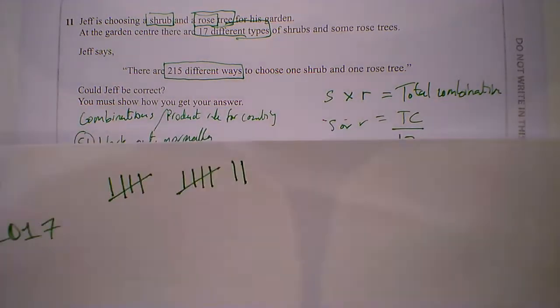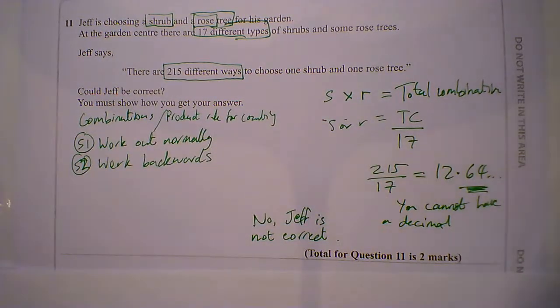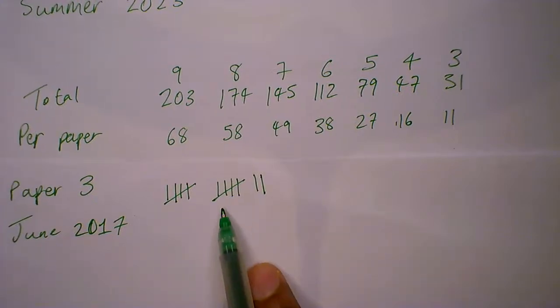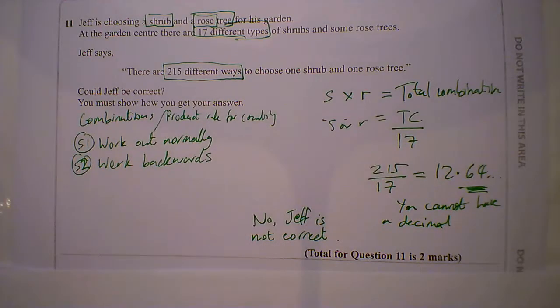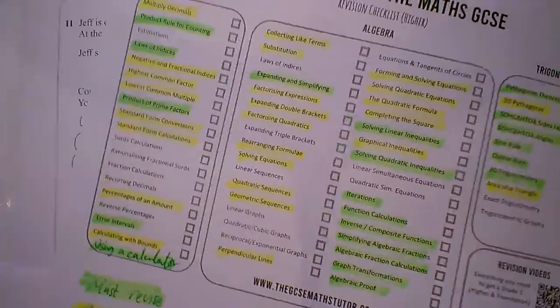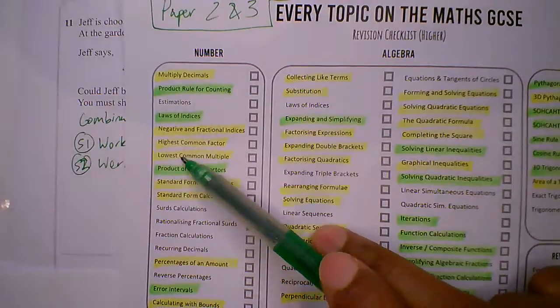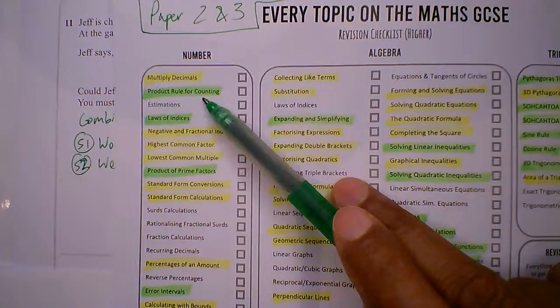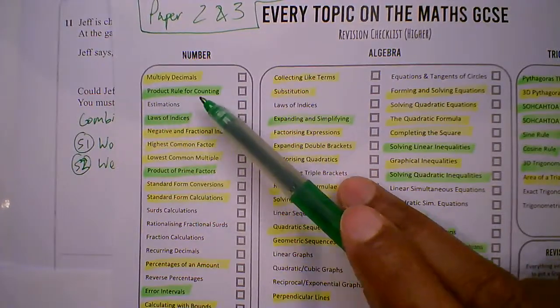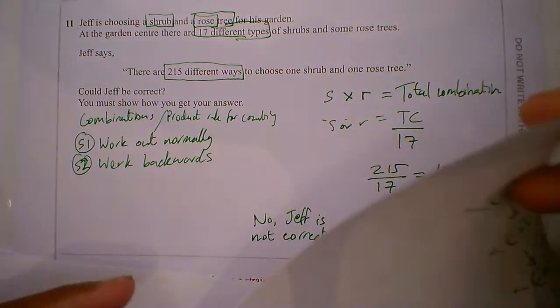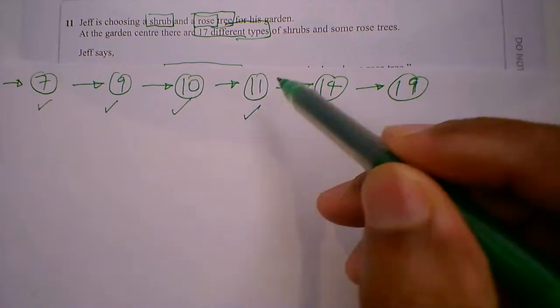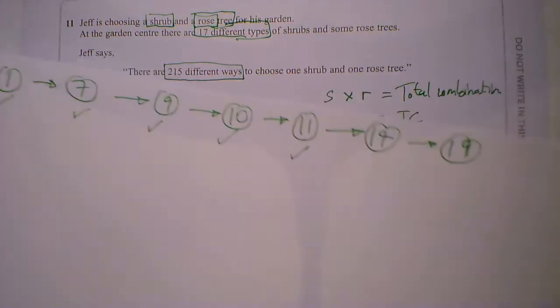1, 2 marks. And in terms of where I'm at, I am 5, 10, 12, 4 marks away from a grade 6. Also, if I look at the topic list, product rule for counting is very likely to come up in the exam. So this is a topic that you must be confident in. So do practice that topic. All right, let's go on to the next one. So we've done question 11. Let's go to question 14 and then 19.